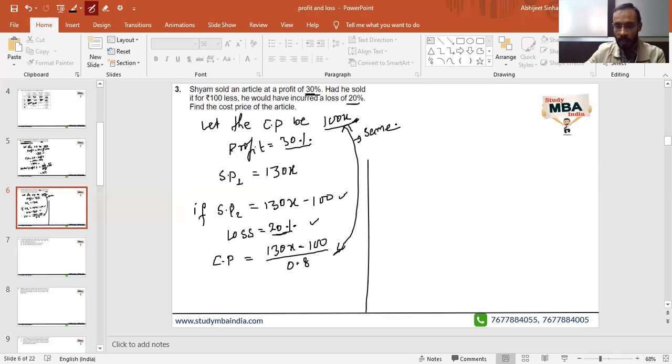See, if you have confusion, ask me. Sir, it is not written that the cost price is different. Yes, that is why I am saying this. Where is it written that the cost price is different? No, sir. We are talking about the same article. And why are we saying this is 20% less? Because the new selling price is basically 100 less than the previous selling price. And the previous selling price we got with respect to this cost price. So the cost price will also be the same.